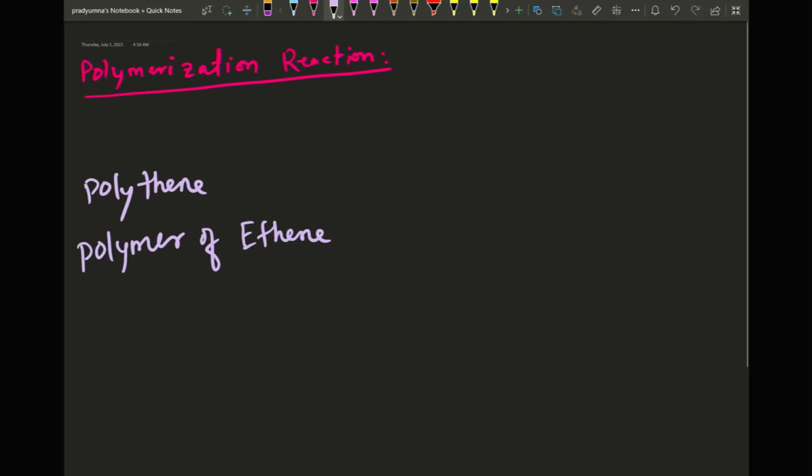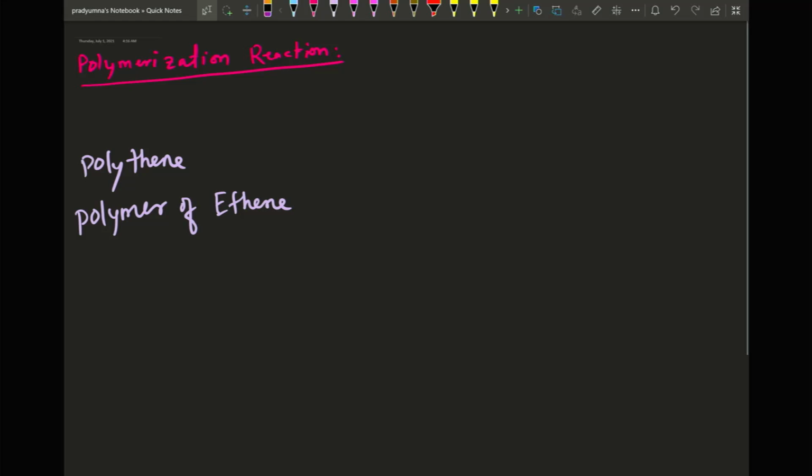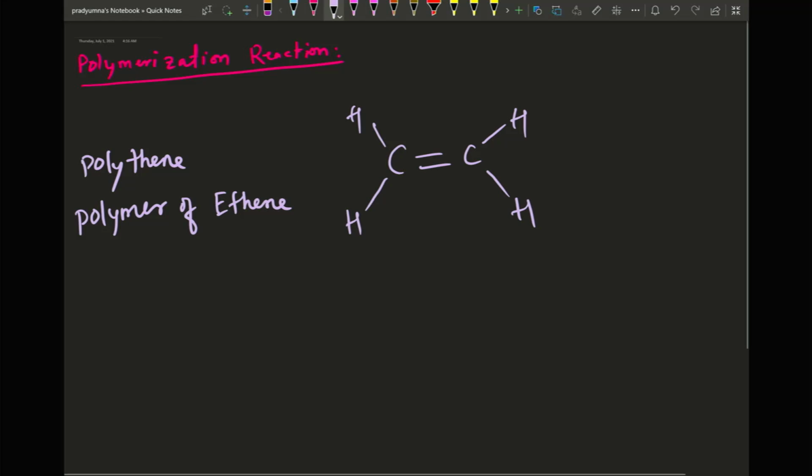If you look at the structure of ethene, what is the structure of ethene? Ethene is two carbon atoms, right? So it's CH2 and CH2. Each bond is made up of two electrons, right? So right here, how many electrons do we have? Four electrons in between the two carbon atoms, because it's a double bond, so they are sharing four electrons.